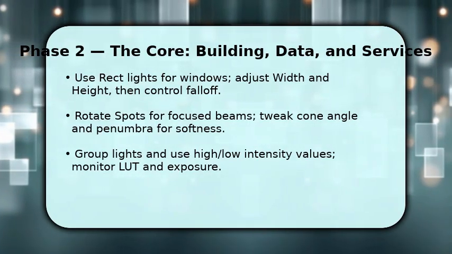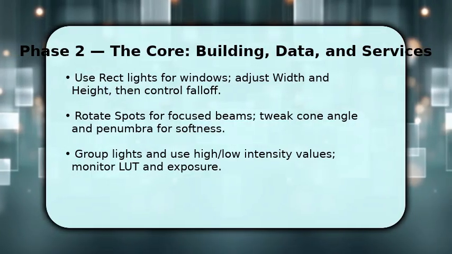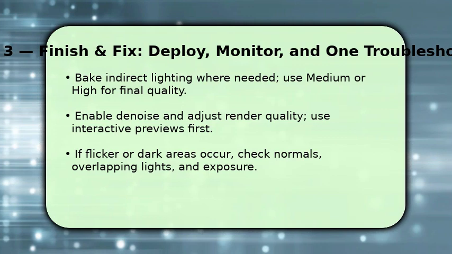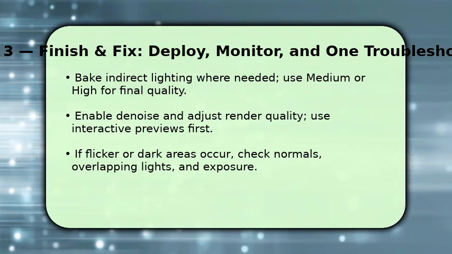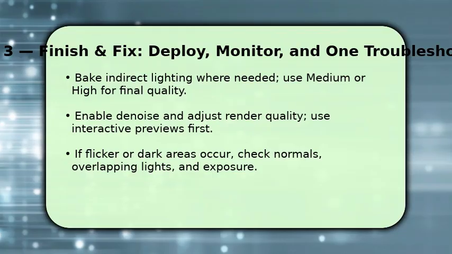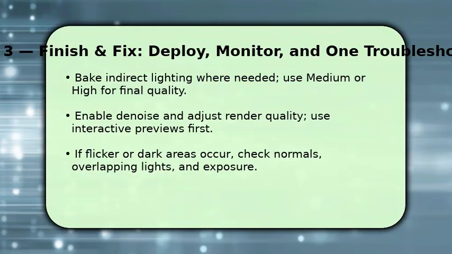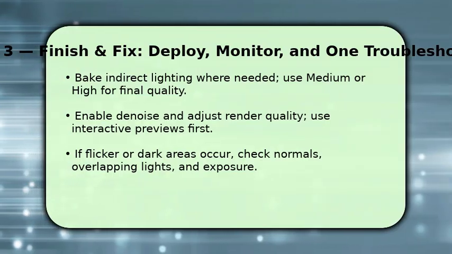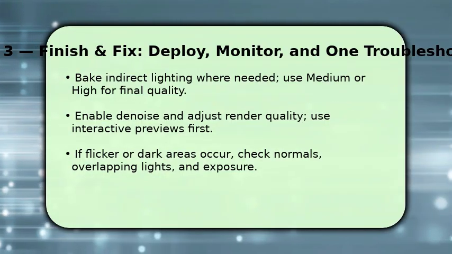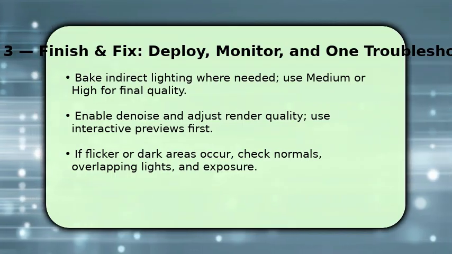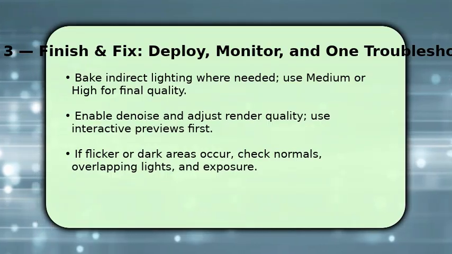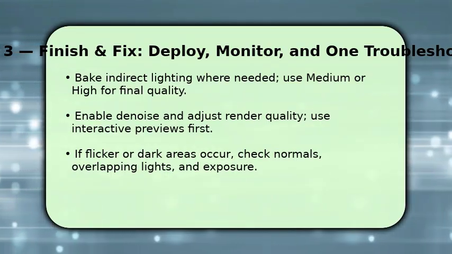You finish by baking indirect lighting for interiors and enabling denoise for a clean render. Choose medium for test renders, high for final output. Make an interactive preview pass and tweak LUTs and exposure to preserve detail. If you see banding, flicker, or very dark corners, make sure geometry normals are correct and there are no overlapping lights with extreme intensities. As a quick fix, lower the offending light by 10–20%.